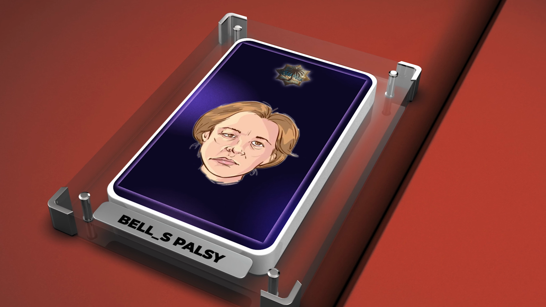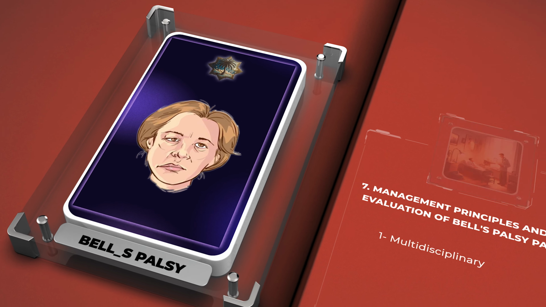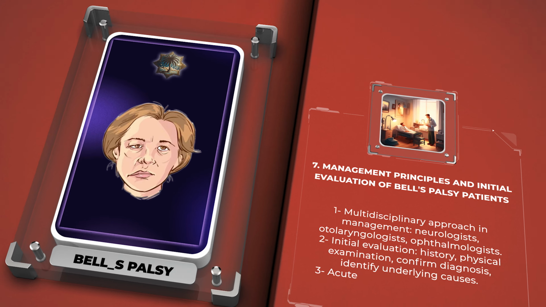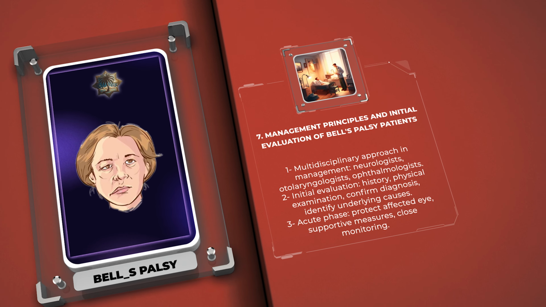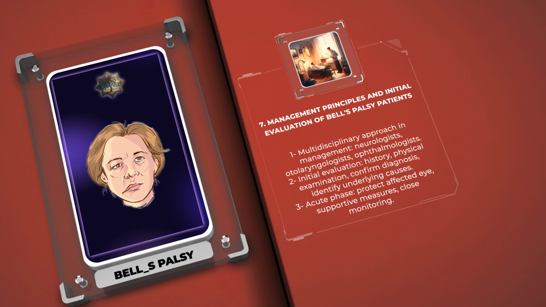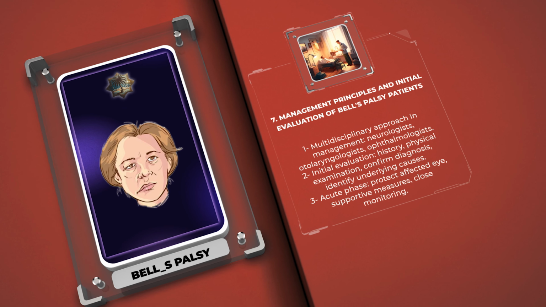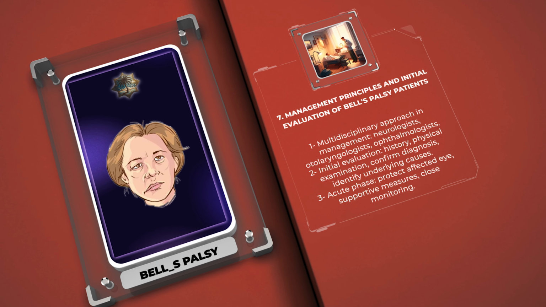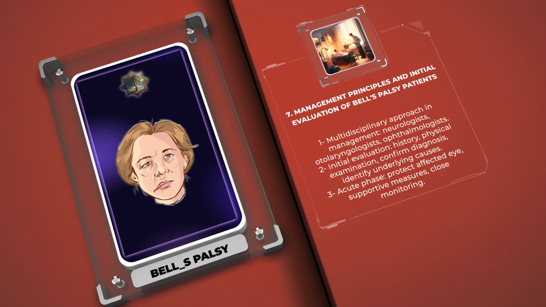Effective management of Bell's palsy involves a multidisciplinary approach, including neurologists, otolaryngologists, and ophthalmologists. The initial evaluation consists of a thorough history and physical examination to confirm the diagnosis and identify potential underlying causes. In the acute phase, protection of the affected eye and supportive measures, such as lubrication and taping, are essential to prevent corneal complications. Close monitoring and reassessment allow for timely interventions as needed.